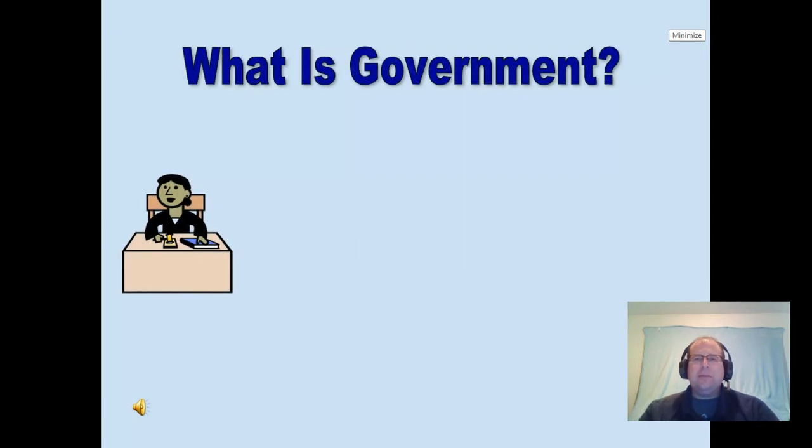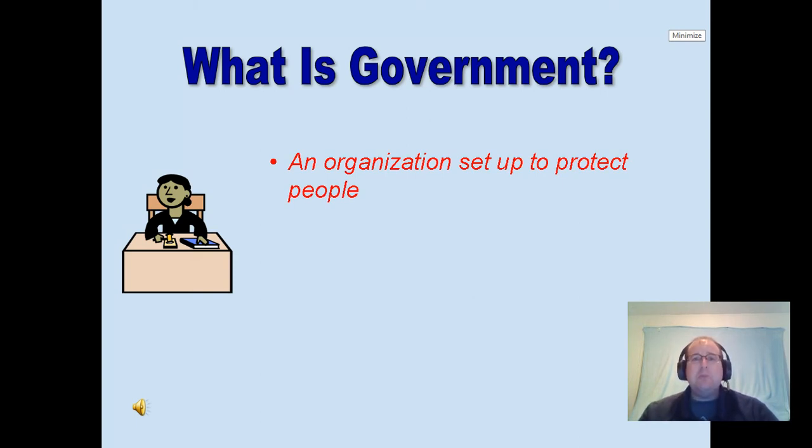So let's start talking about what is a government. A government is an organization set up to protect people. That's right, protect you, me, mom, dad. It's also an organization that enforces rules. So let's see. Who are those that enforce the rules? Police officers, judges, lawyers.